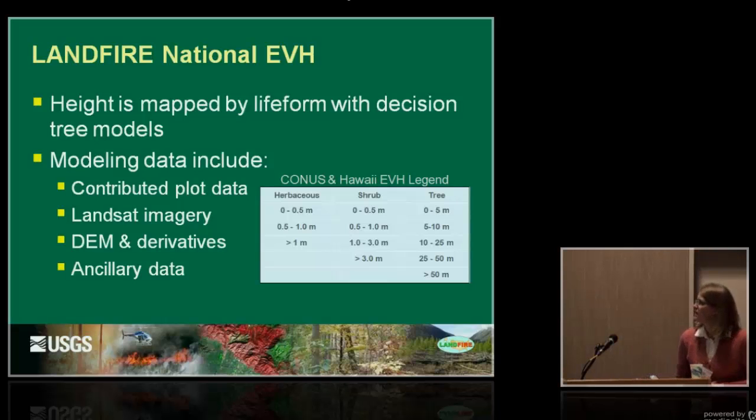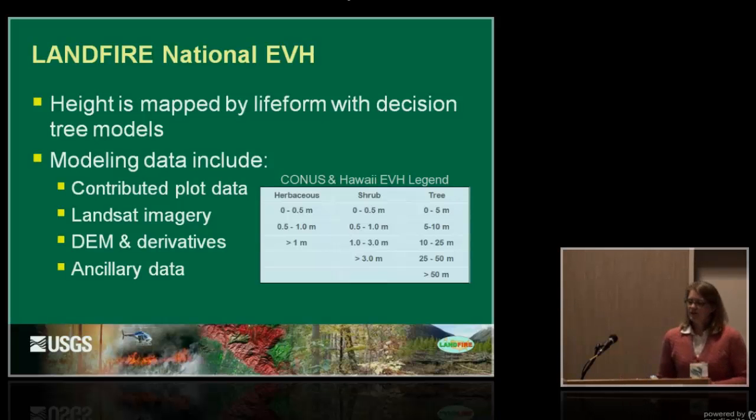I just wanted to point out our legend for existing vegetation height as it stands now for the lower 48 and for Hawaii. Herbaceous and shrub classes break down pretty well, but if you look at our tree classes, especially in that very also important 10 to say 50 meter category, those are pretty large, broad classes. And that's largely defined by what we were able to do with the data that we had in hand, especially considering that the only remote sensing data that we used was Landsat imagery, which is a two-dimensional depiction of what's on the surface instead of a three-dimensional picture. In Alaska, our tree class is even broader. It's either less than 10 meters or greater than 10 meters. So not a lot of detail, not a lot of definition there.